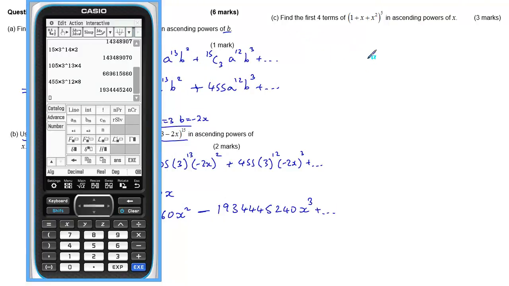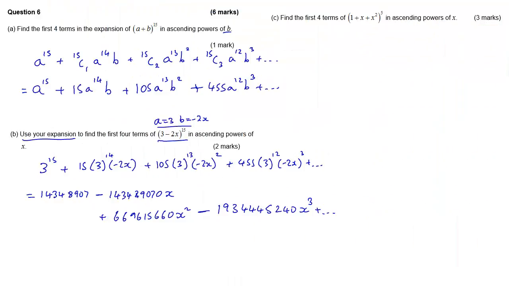Now this next one is quite tricky. Find the first four terms of (1 + x + x squared) to the 5 in ascending powers of x. Let's just get the calculator out of the way for a moment. Now that's not a binomial, so you've got a choice here. You can either make it into (1 + x) plus x squared, or into 1 plus (x + x squared).